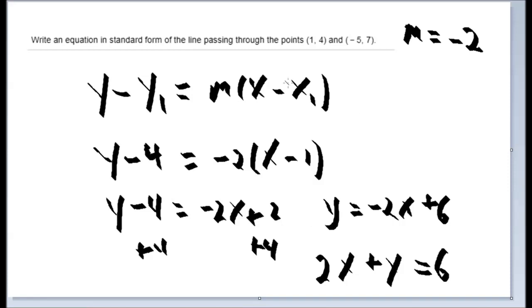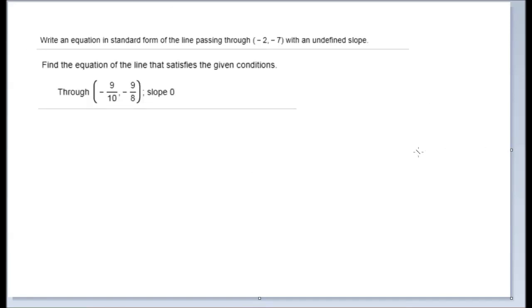Standard form has the form ax plus by is equal to c, and you can't have a leading negative, and I don't. If I did, I could just multiply it by negative 1. Oh, I didn't mean to put that mark there, so we'll get rid of that. All right, so this is the answer right here, 2x plus y equals 6, because it's in the right form for standard form.